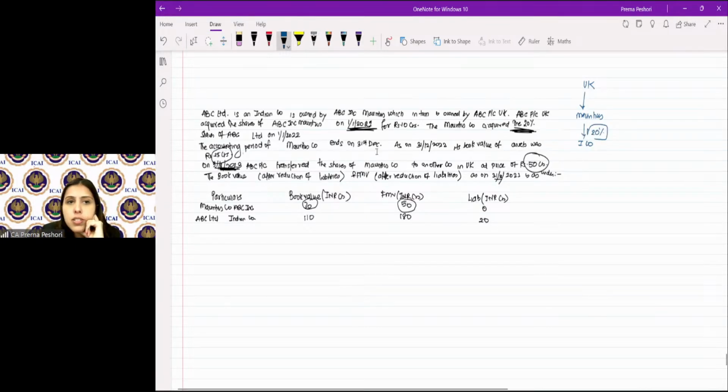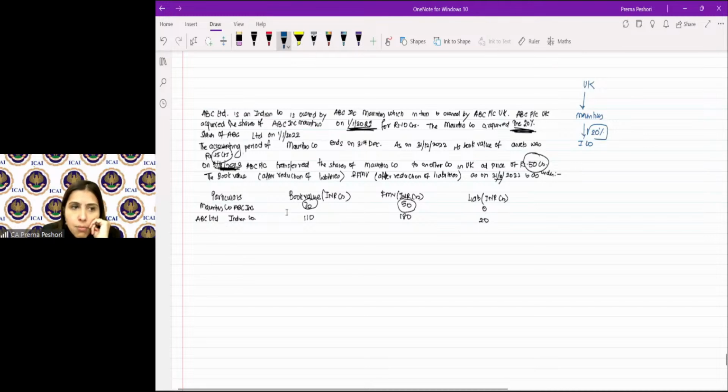The accounting period of the Mauritius company ends on 31st December. As on 31st December 2022, the book value of the assets was 25 crores. Book value is given. On 31st March 2023, ABC PLC transferred the shares of the Mauritius company to another UK company at a price of 50 crores. The FMV after the reduction of liabilities, as on 31st March 2023, is as under.